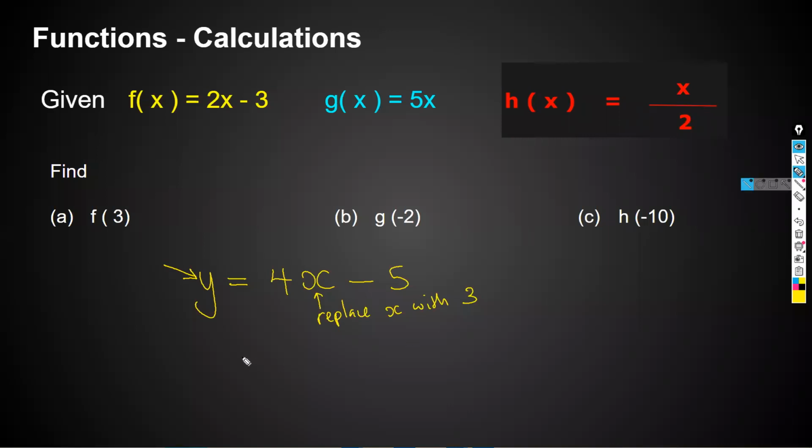So based on my instructions, this is what I want you to do. I want you to replace x. So you want to throw away x and replace it with what? 3. But anytime in maths you replace something, it's really, really good practice to put brackets in, and then you're minus 5. So 4 by 3 is 12 minus 5, and we're going to get what? 7.